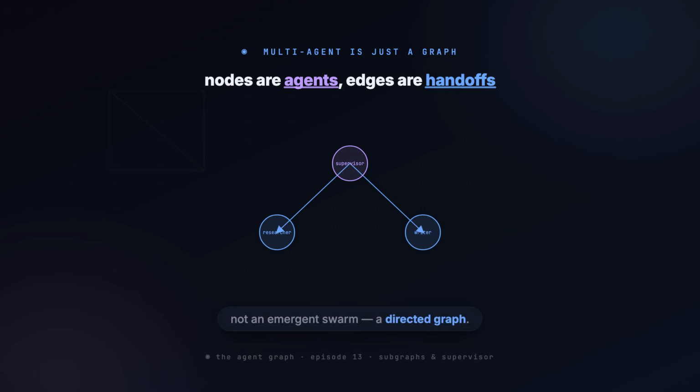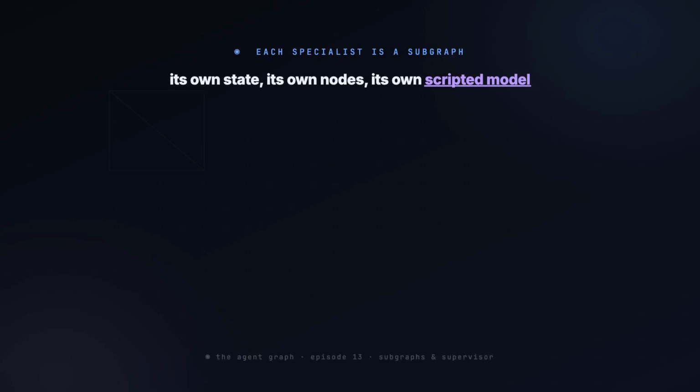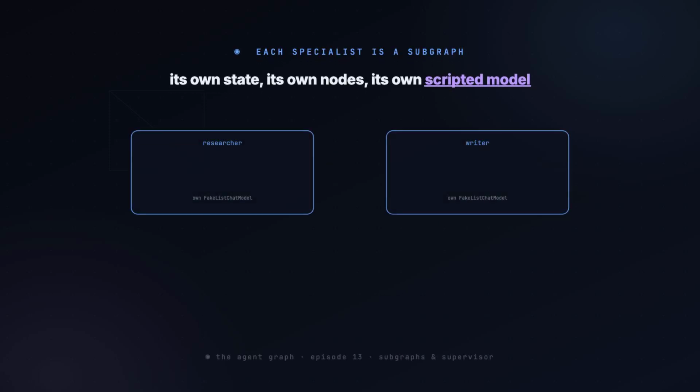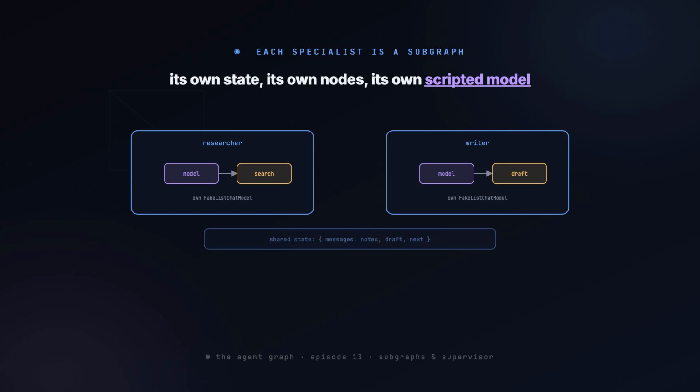That's the whole idea. Each specialist is its own compiled subgraph with its own state, its own nodes, its own scripted model. The researcher subgraph knows how to search, the writer subgraph knows how to draft. Neither knows the other exists. They only know the shared state they read and write.